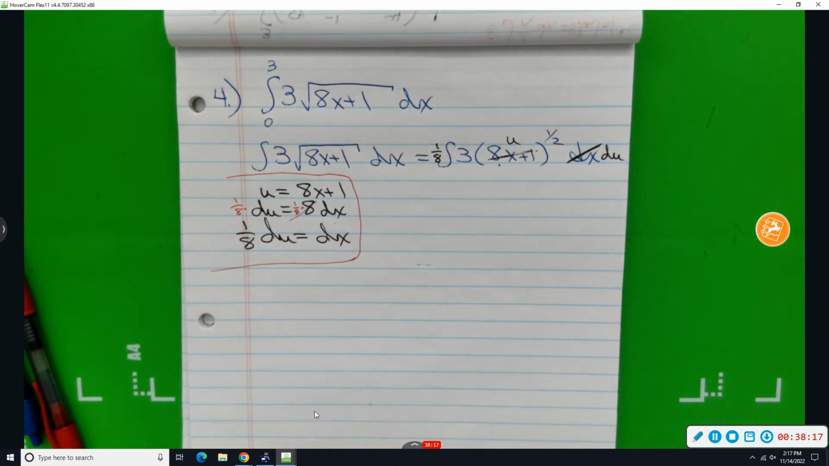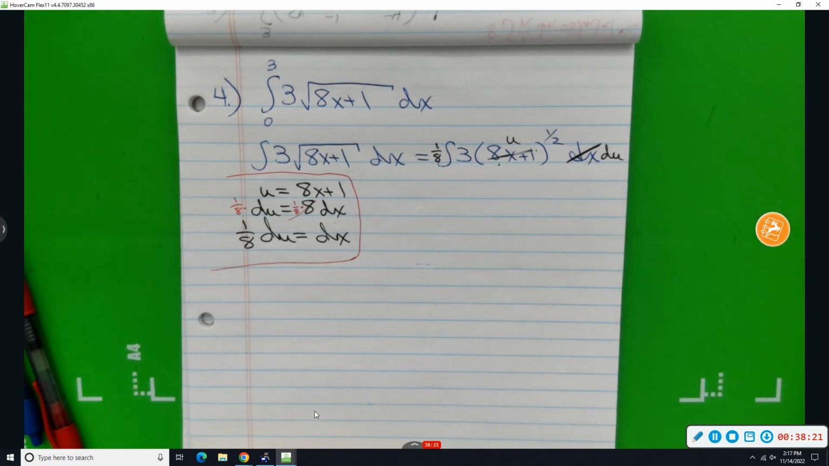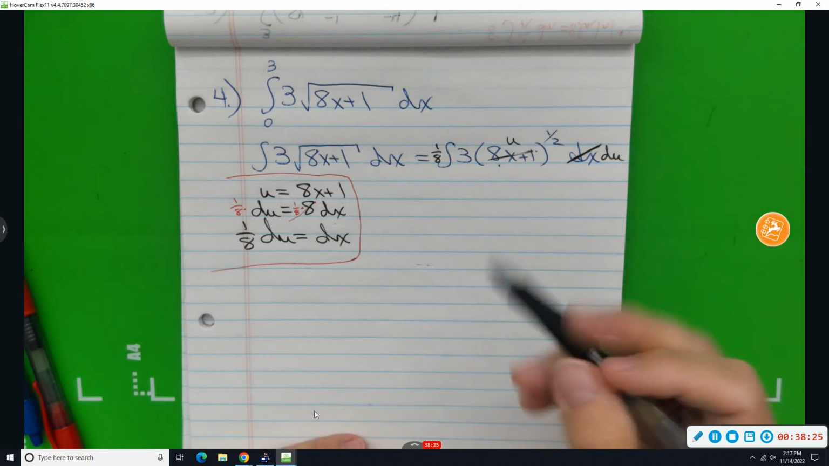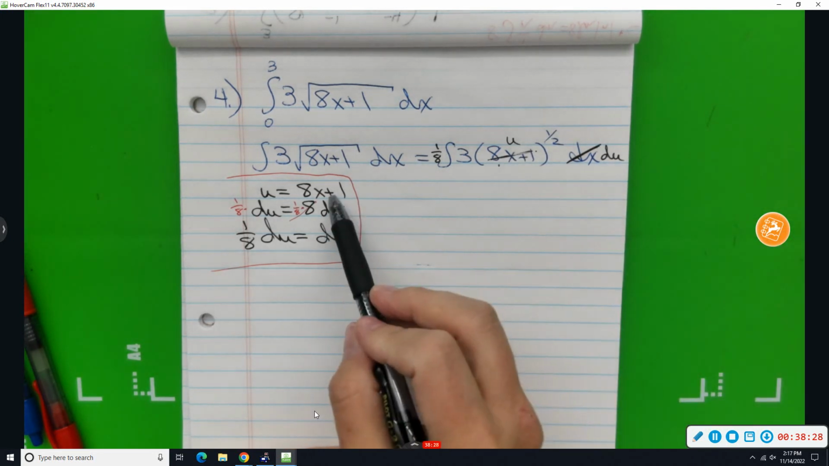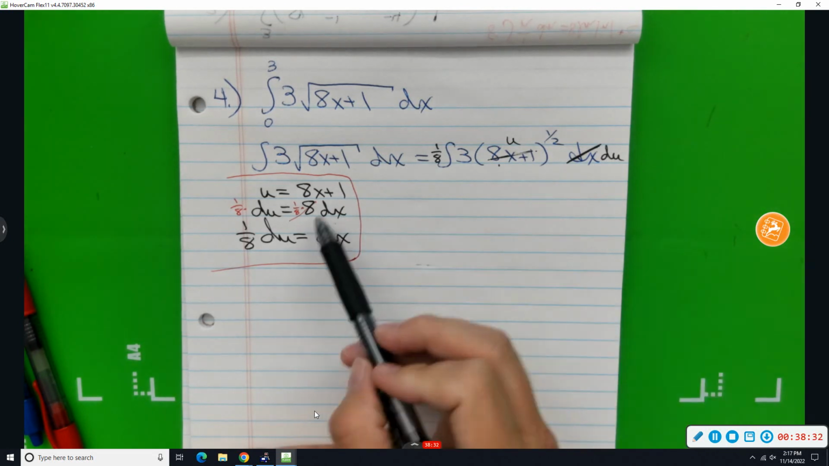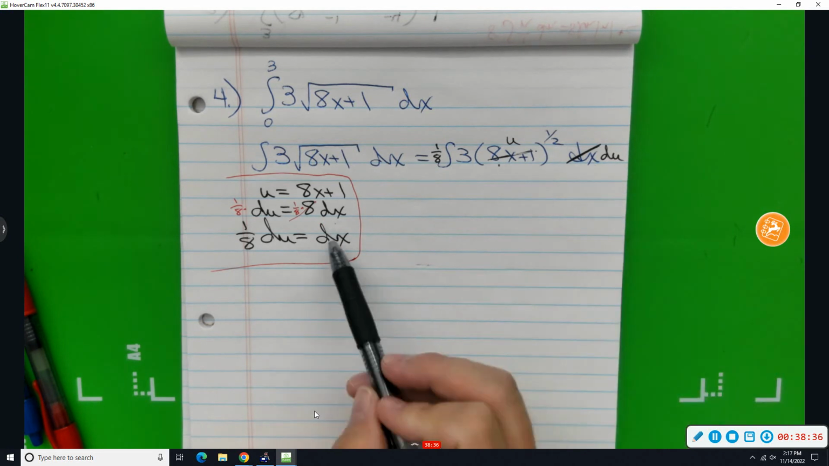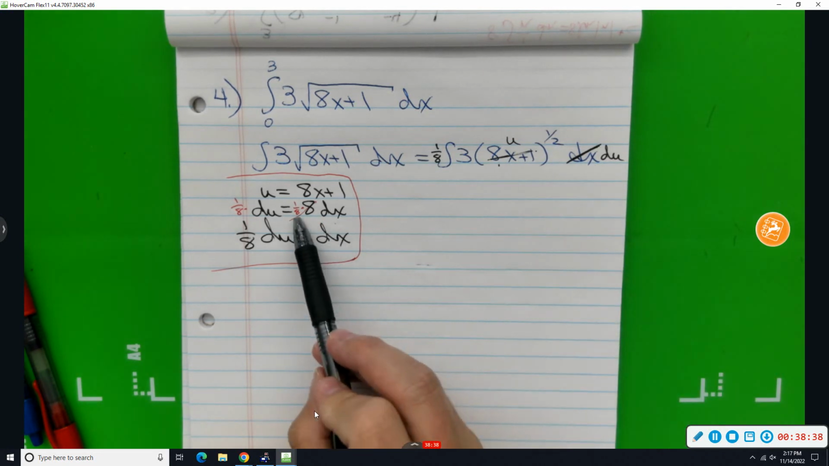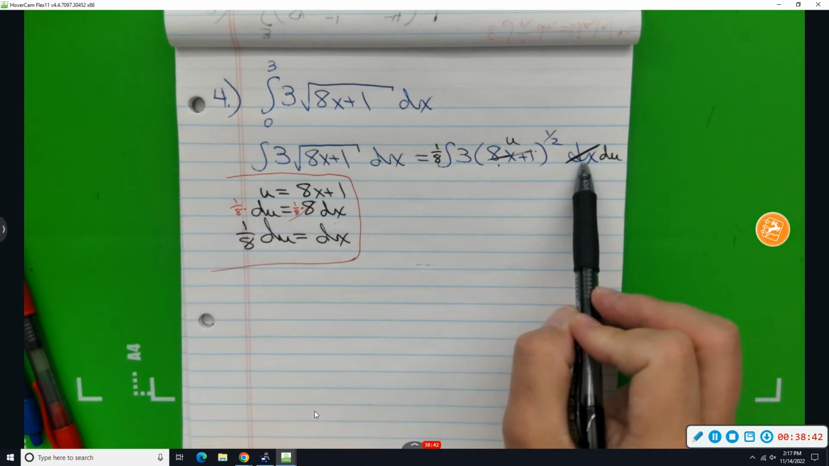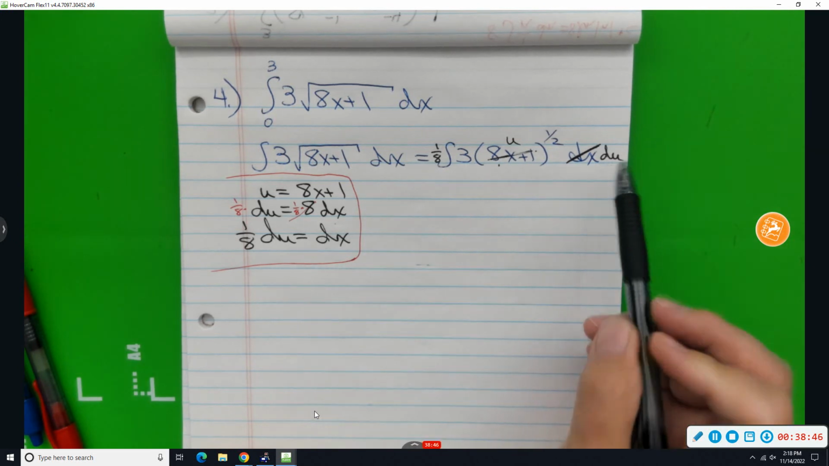Excuse me. Any questions there? This is standard U-substitution stuff like I've done in my other videos. The quantity raised to a power, I try letting u equal that. Find the differential. I didn't have an 8, I had just the dx. So I solved for dx by multiplying both sides by 1/8. And then I replaced the dx with 1/8 in front and the du at the back.